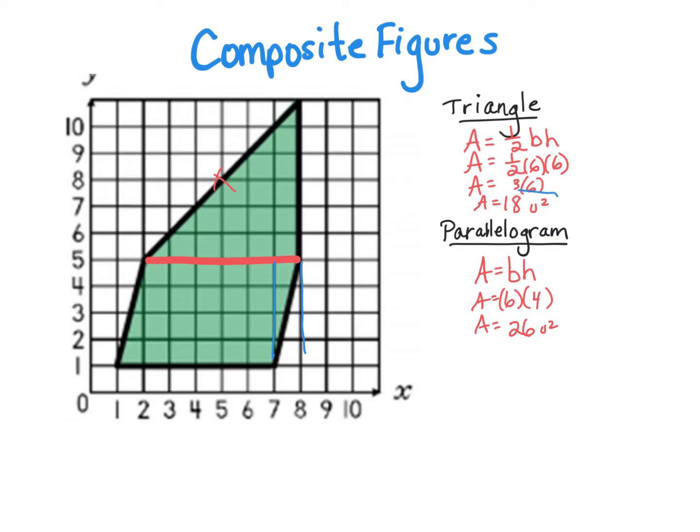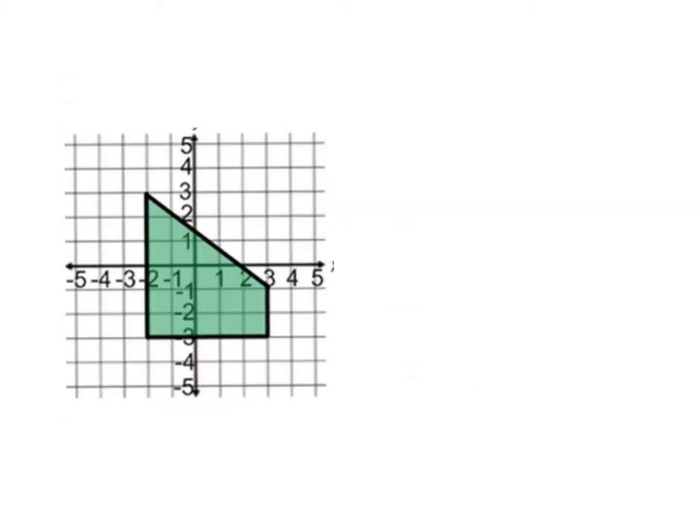I now need to add together my triangle and my parallelogram. Oops, I just realized that I wrote 26 and I said 24, so I need to change that. So 24 for my parallelogram. And then I get a total of 42 units squared. I'm going to do one more.